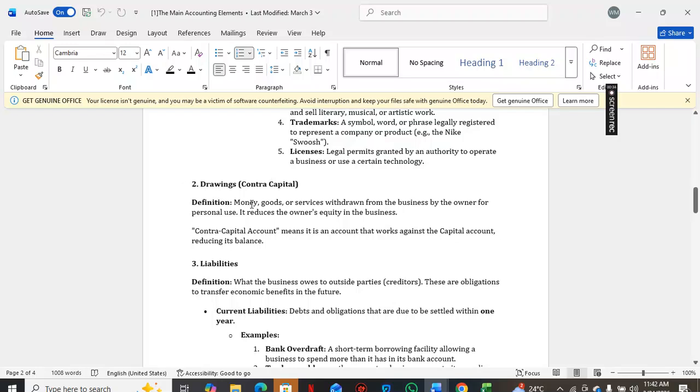So drawings is a contra capital account, meaning it reduces your capital in the business. Remember, capital is the resources and money that are put into a business. Capital can involve money, equipment, machinery. So if you remove any of those for your personal use, then you're reducing the capital for the company. Is that okay, madam?